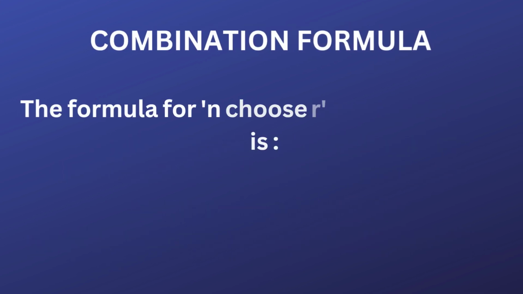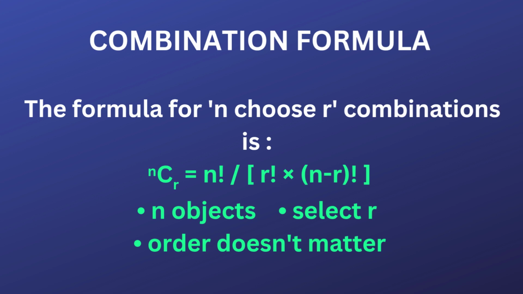Now the combination formula. If we have n objects and we want to select r of them, the number of combinations is nCr. The formula is factorial n divided by factorial r times factorial n minus r. We divide by factorial r because the r selected objects can internally arrange in factorial r ways, but all those arrangements represent the same selection.